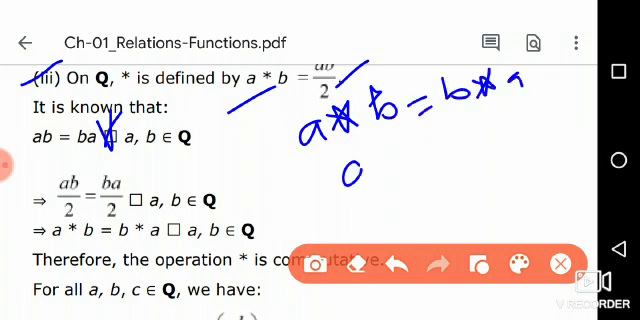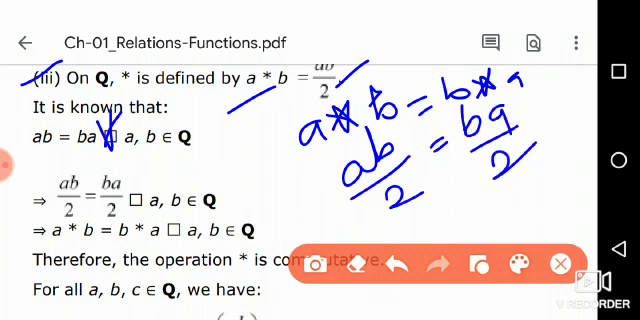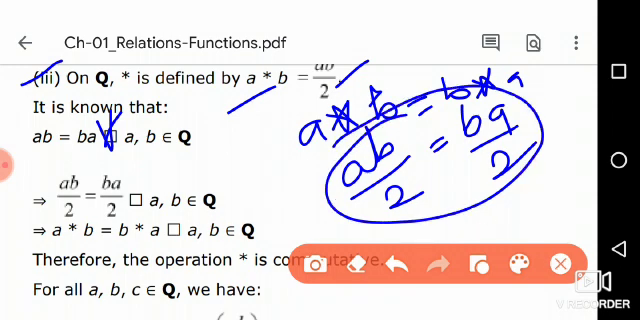As per the definition, A star B is nothing but AB by 2 and B star A is nothing but BA divided by 2. In this case, we observe that both the sides are equal. Hence, star is commutative for all A, B belonging to the set of rational numbers.